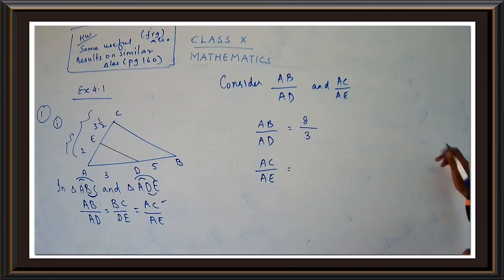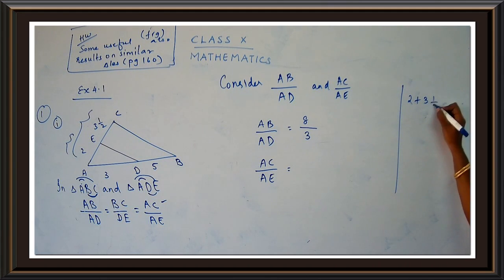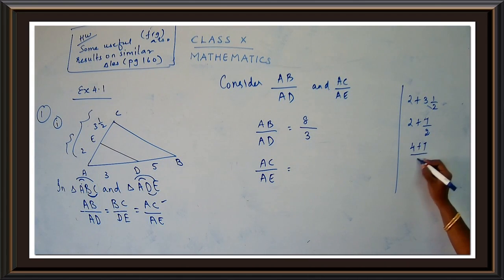You can do the work in the rough column, children. 2 plus 3 upon 3 half, 3.5. So 2 plus 3 2s are 6, 6 plus 1, 7 upon 2. 2 2s are 4, 4 plus 7 upon 2. So you get 11 upon 2.